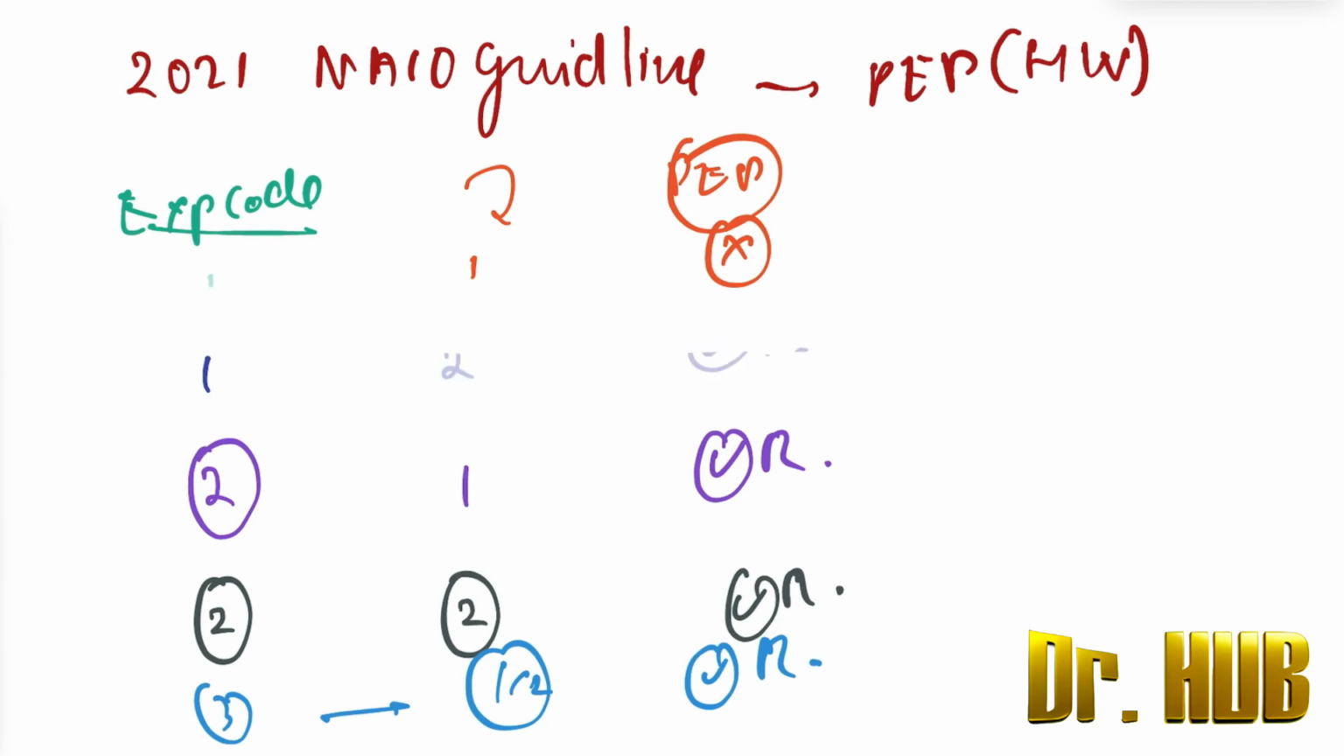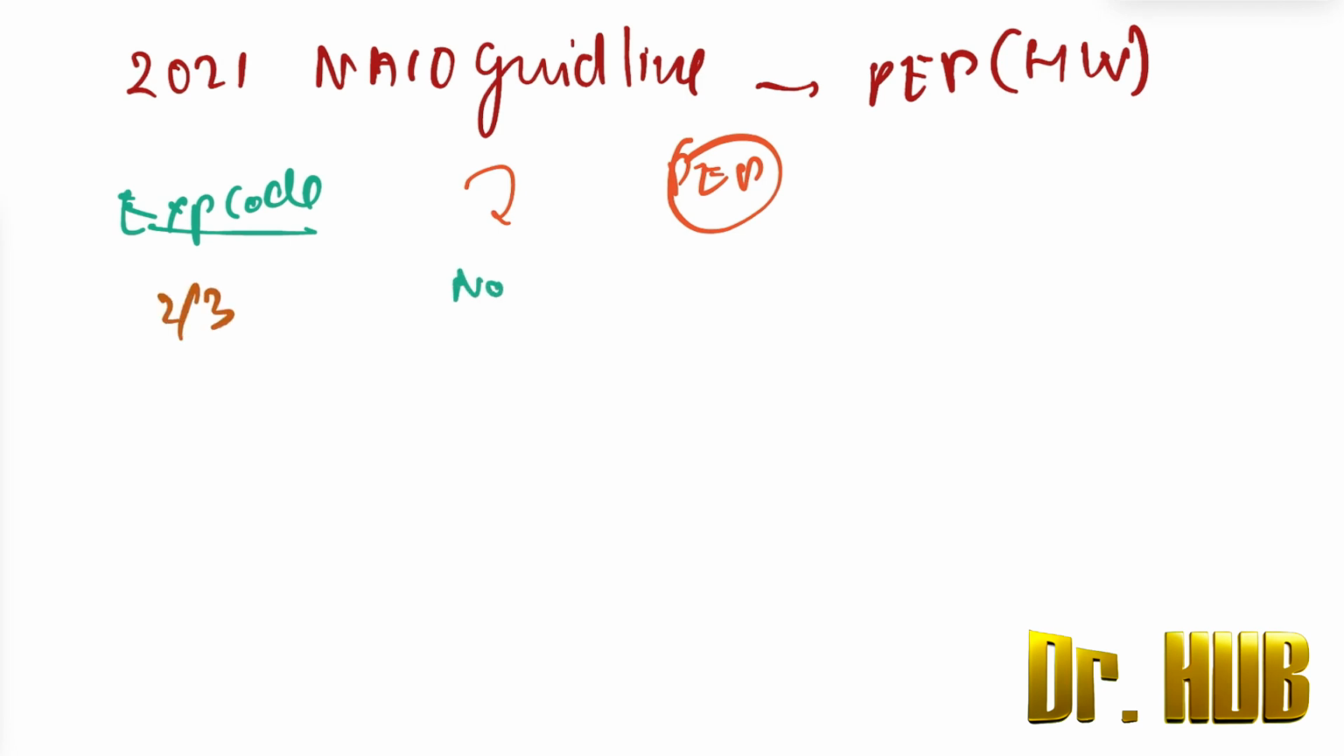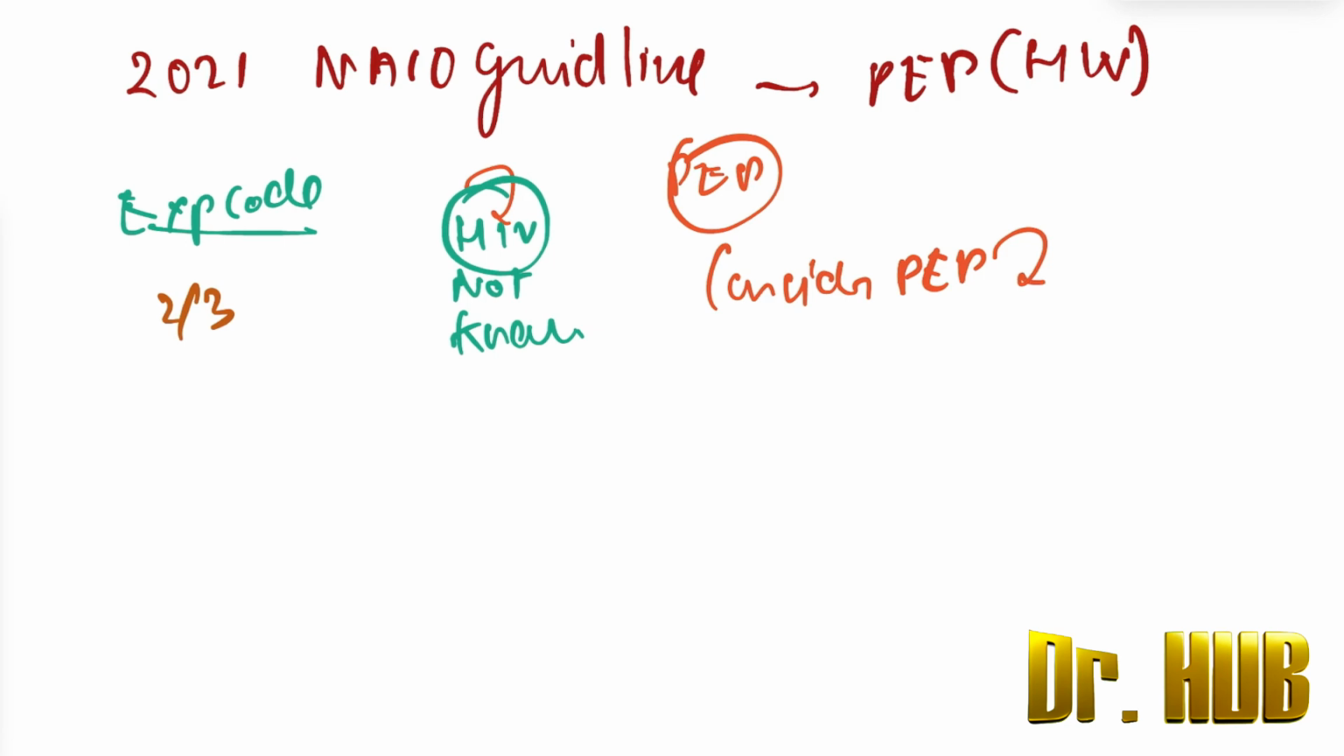Lastly, when you look at code 2-3 and the HIV source being not known, in such cases the PEP recommendation is to consider the PEP if the HIV prevalence is high in the given population.